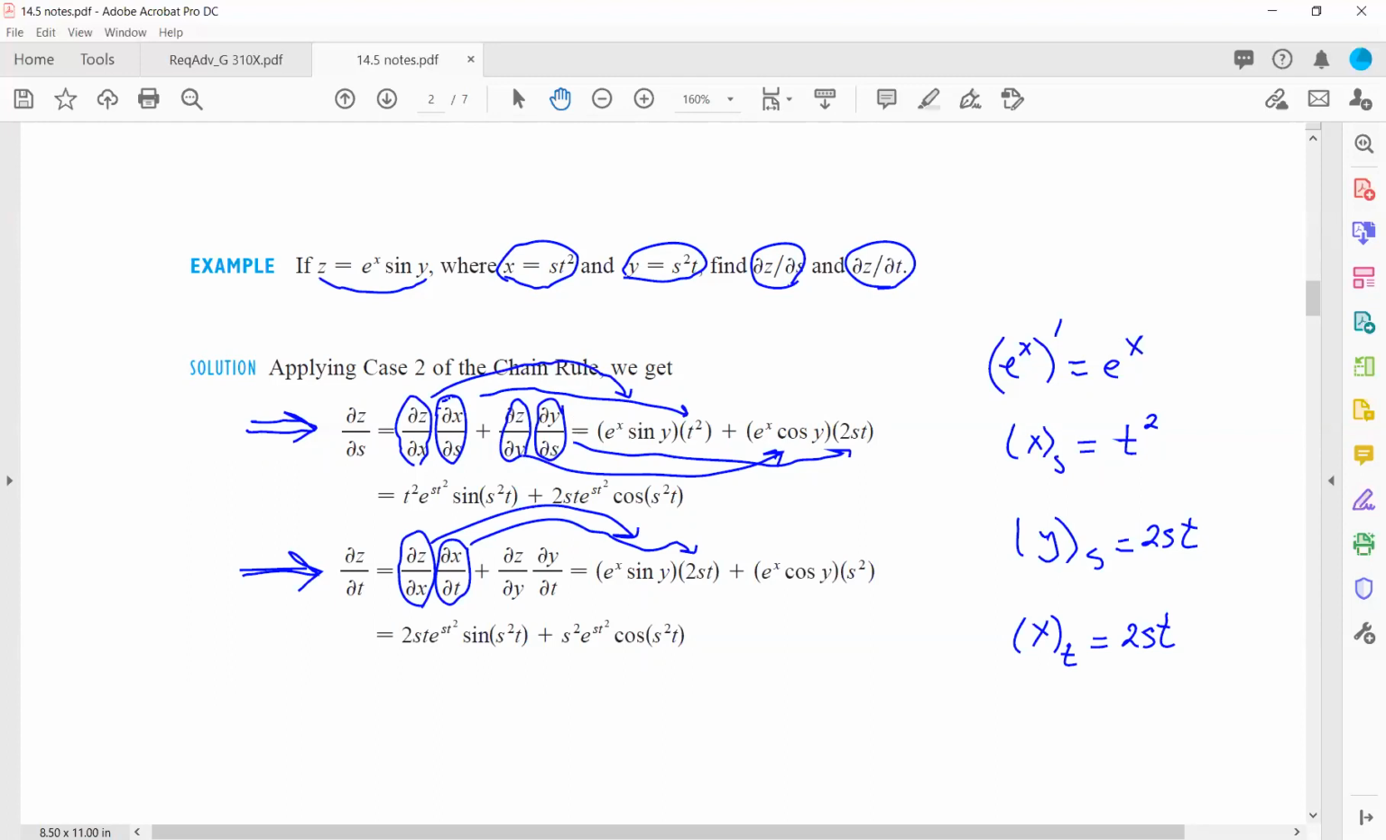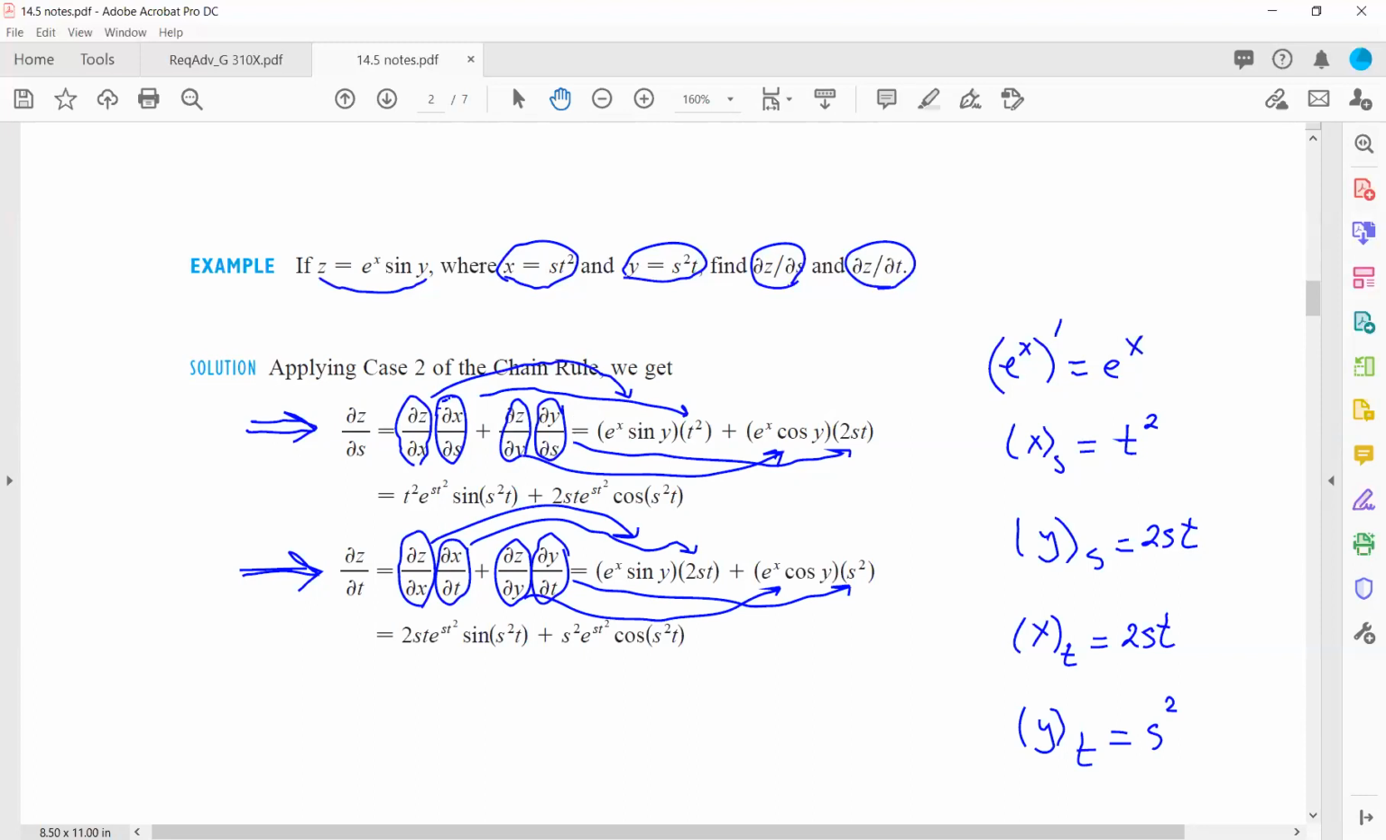plus partial derivative of z with respect to y. You don't have to calculate it again. You already know that it is e to the x times cosine y, and partial derivative of y with respect to t, s squared. Very well. So e to the x is going to be e to s t squared. We just substitute this guy here.